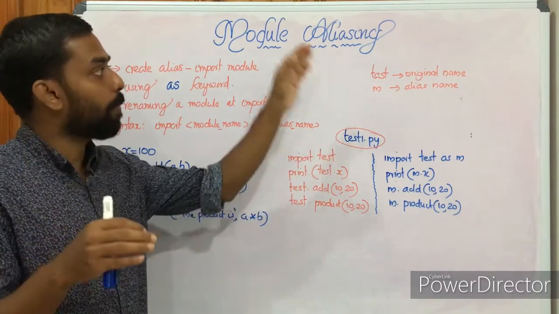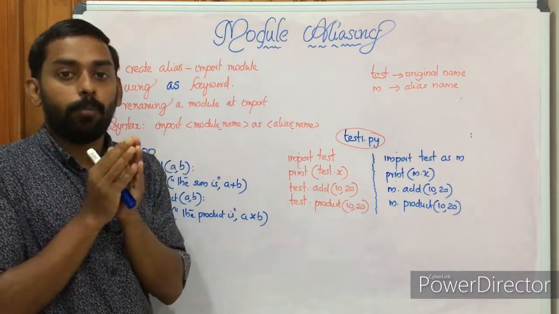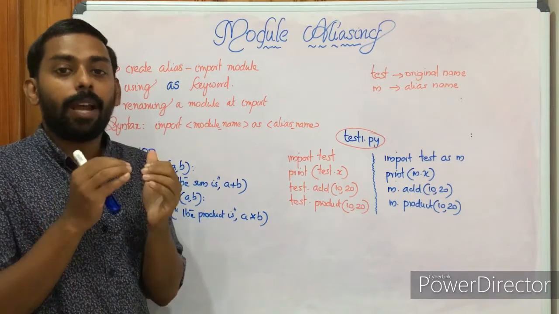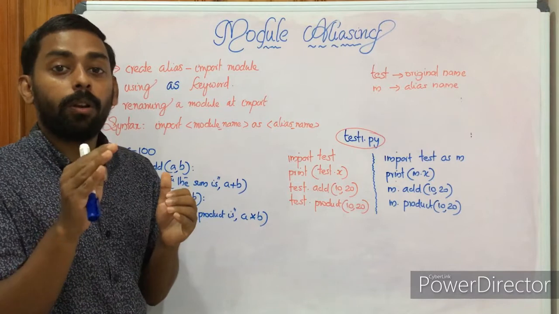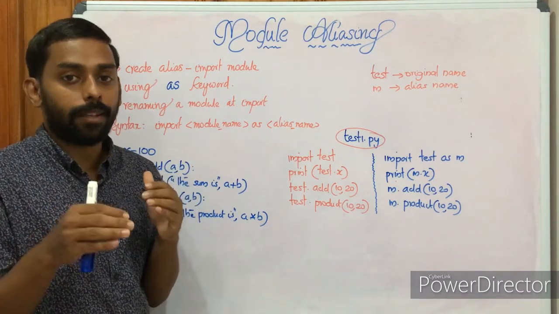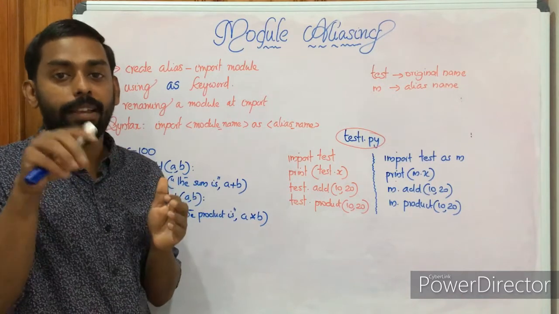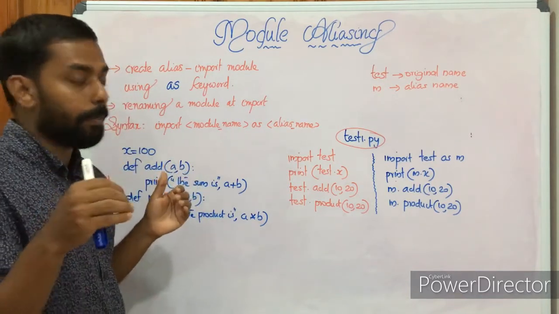So here we are applying the concept of aliasing to a module. Okay, so it's called module aliasing. And at the time of importing a module, we can give another name to the module which is being imported. Okay, so that is what module aliasing is, and we are using the keyword as for aliasing. Okay, yeah, let's look at an example.